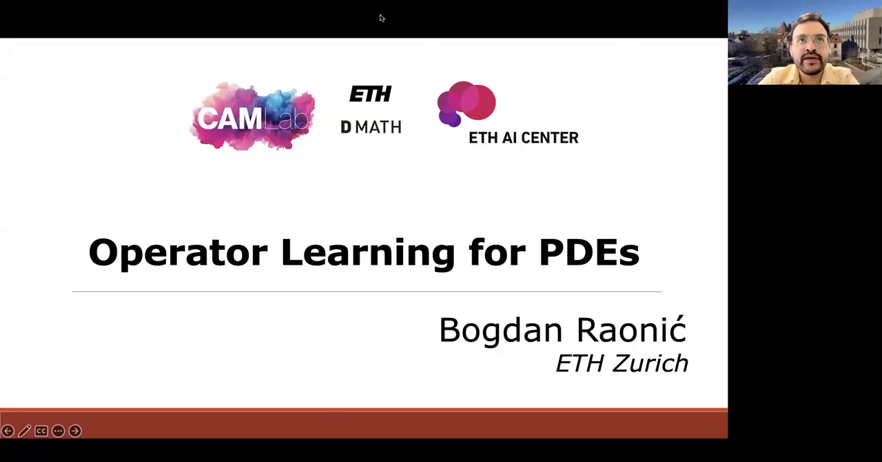Our speaker is Bogdan Raonic, who's currently a PhD student at ETH Zurich. He completed his bachelor degree in physics and mathematics at École Polytechnique in Paris, followed by a master's in applied mathematics at ETH. His research lies in the intersection of deep learning and scientific computing with a focus on physics-based machine learning and neural operators for solving partial differential equations.